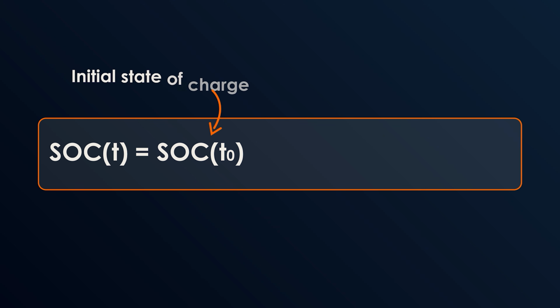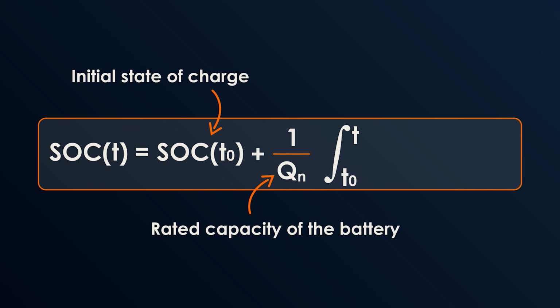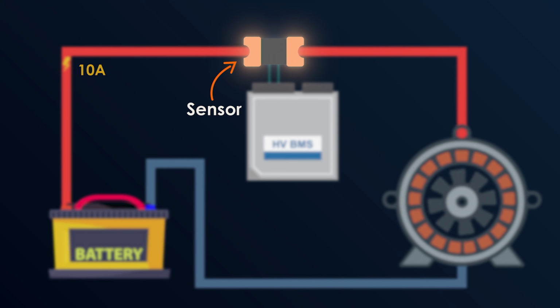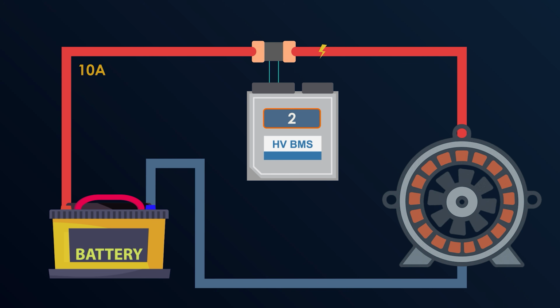SOC at time t equals the initial state of charge plus 1 by the rated capacity times the integral from a starting point to the current time of the efficiency coefficient times the instantaneous current. In plain English, it just tells us our current charge is equal to where we started plus the total amount of electricity that flowed through our sensor. It's like we have an accountant keeping an account of every single electron that crosses the terminal border.